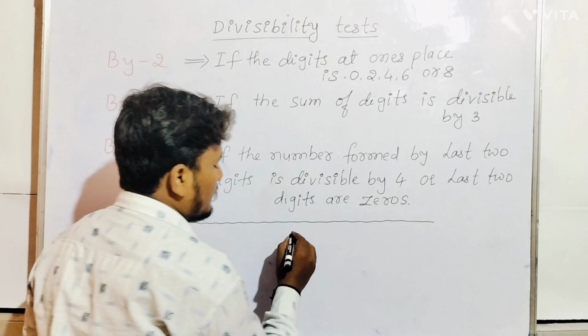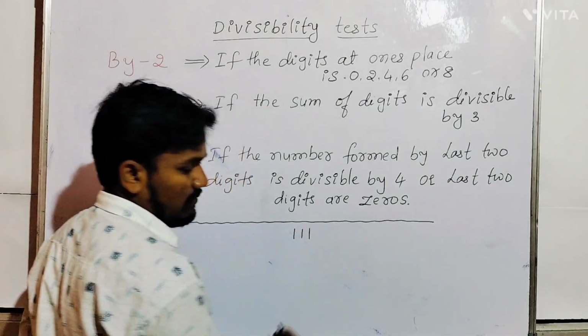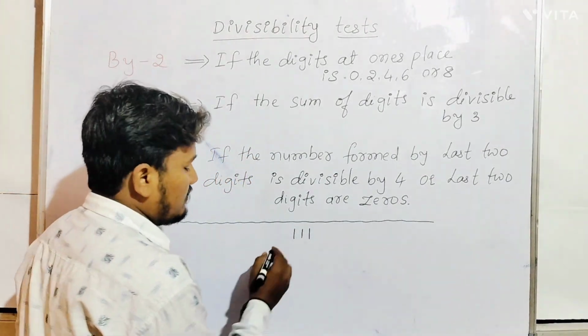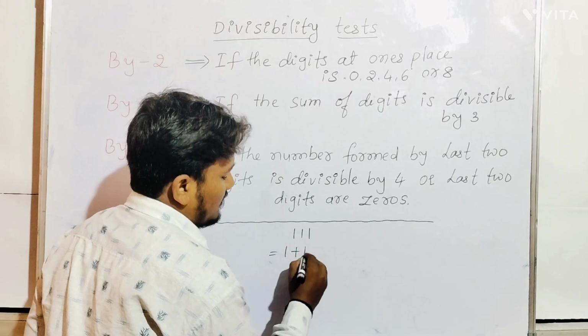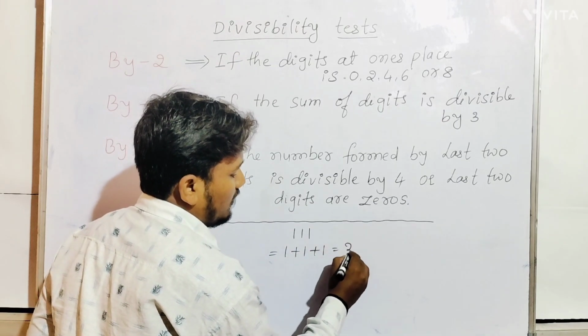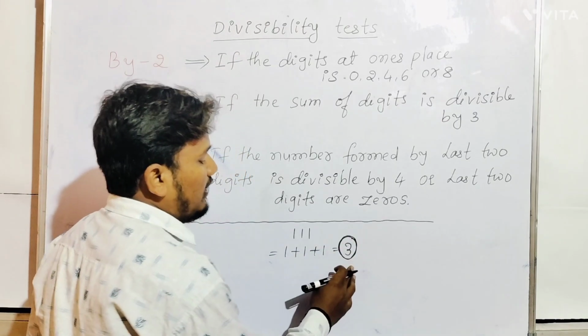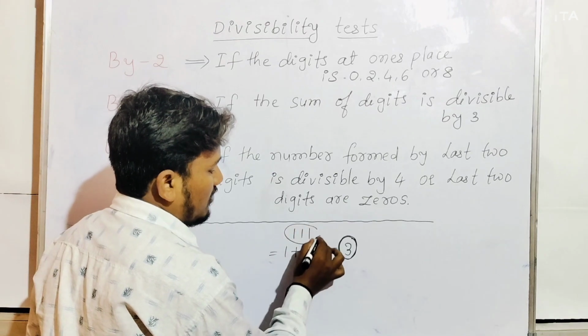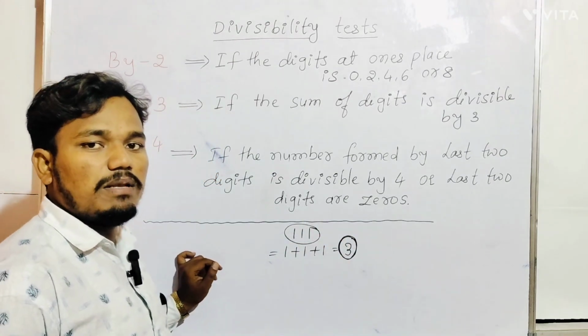For example, 111. Now add the digits of this number, that is 1 plus 1 plus 1 is equal to 3. So 3 is divisible by 3. That's why this whole number 111 is also divisible by 3.